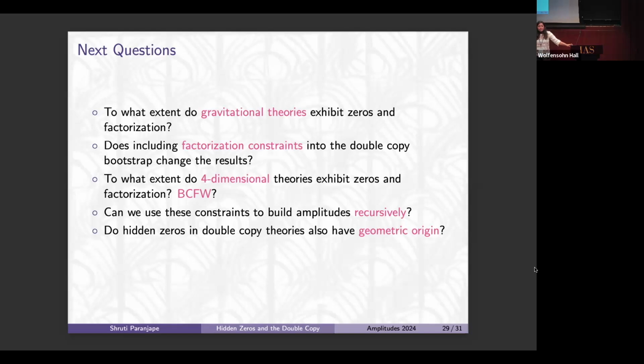Do you want to ask a question? Just quick: can you understand the factorization near zeros from the double copy or no? Well, this paper last week by Song and his collaborators used the CHY formula to show that the splitting happens, and in some sense the CHY formula is leading order double copy. Okay, at leading order.